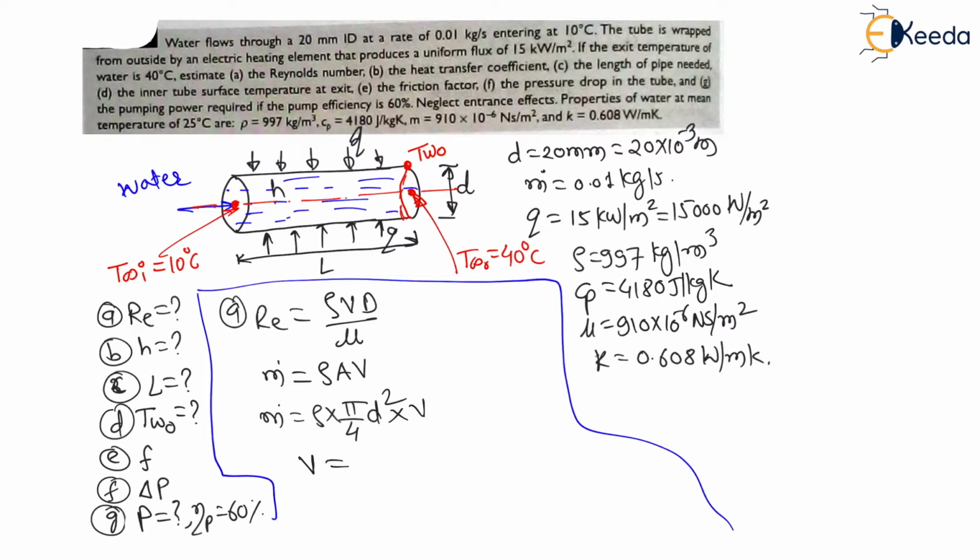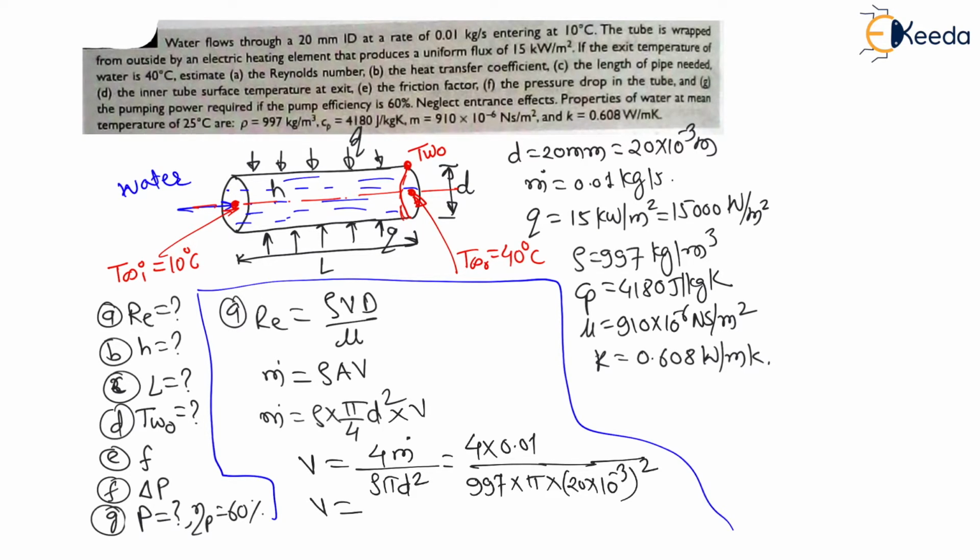So let us find this velocity. Velocity will be 4 m dot over rho pi d square, which is nothing but 4 into m dot, which is given as 0.01, over rho, the density, 997, into pi into the diameter, 20 into 10 to the power minus 3, whole square, right? So if I calculate the velocity here, then this velocity of flow I will get as 0.032 meter per second, right? This will be the velocity of flow. A very important parameter, also for the next questions this velocity is required. So here I will write the velocity of flow will be equal to 0.032 meter per second, right?